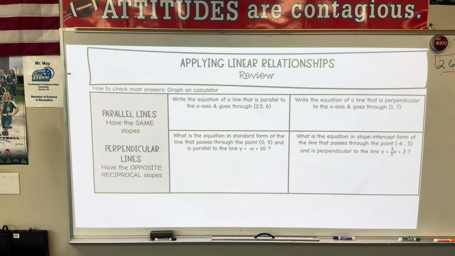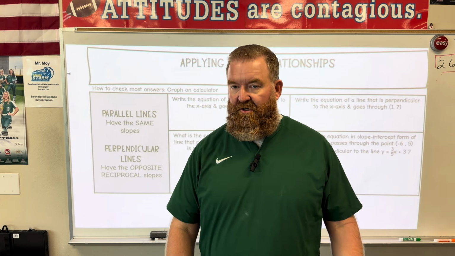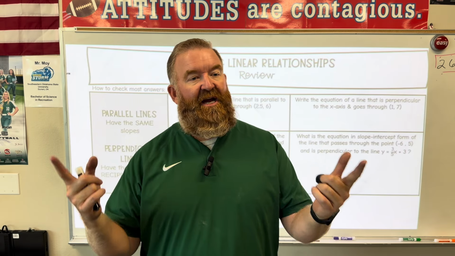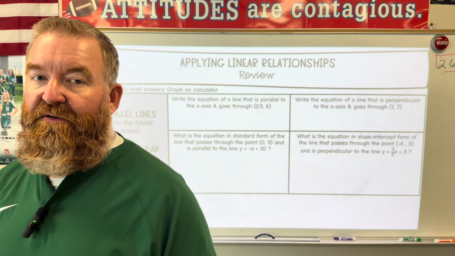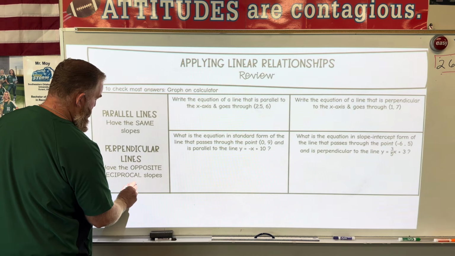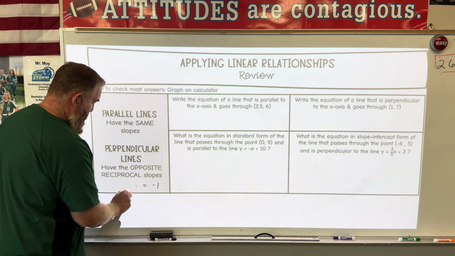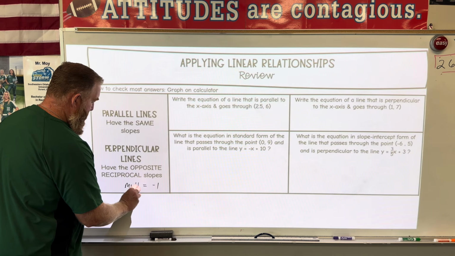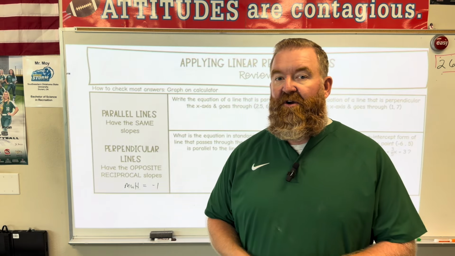Parallel lines have the same slope; perpendicular lines have opposite reciprocal slopes. Flip it, change the sign. Once you find the slope, if you flip it and change the sign, it's perpendicular. If you multiply two slopes together that are perpendicular, they should always equal -1. Don't put x equals. If they don't equal -1, they're not perpendicular.